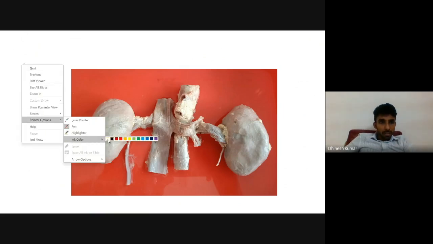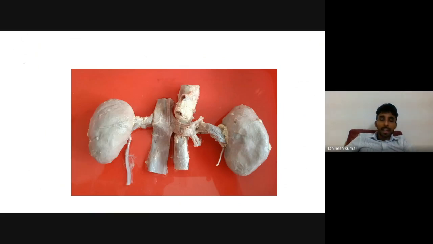Let's move to the next specimen. Yes, again, this is the anterior view. Again you are seeing the right kidney and left kidney.